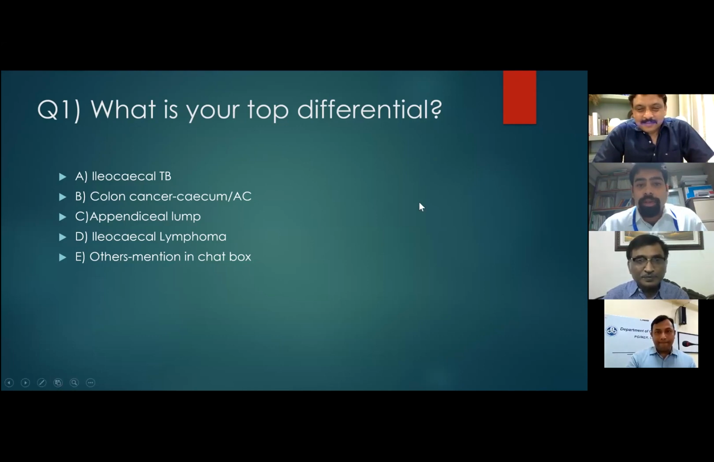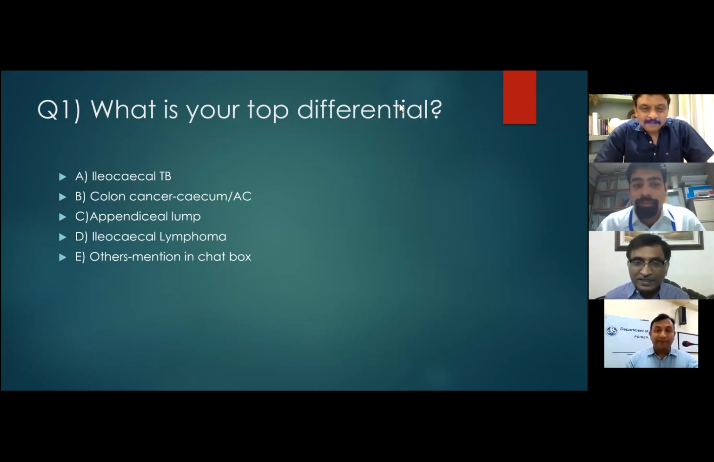Almost 60% of the participants have chosen option A, ileocecal TB, as their top differential. And 20% have chosen colon cancer, around 10% ileocecal lymphoma, 6% appendiceal lump. So the majority of the audience, on the basis of history, is in favor of ileocecal TB, and 20% feel it is CA colon. So there is no definite answer at this point. The things will unroll as we go through the case.